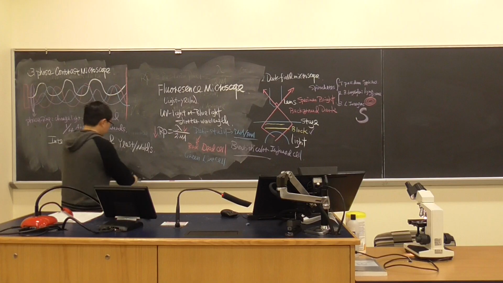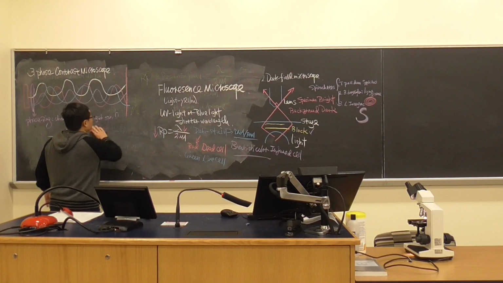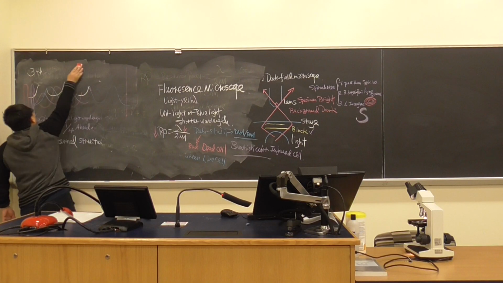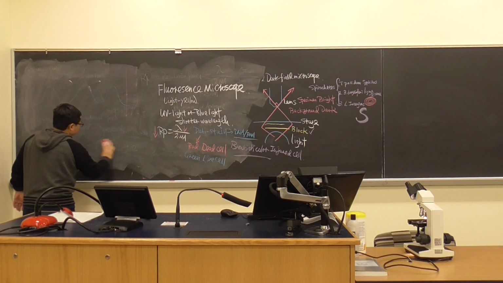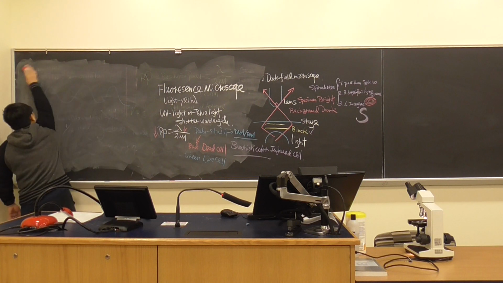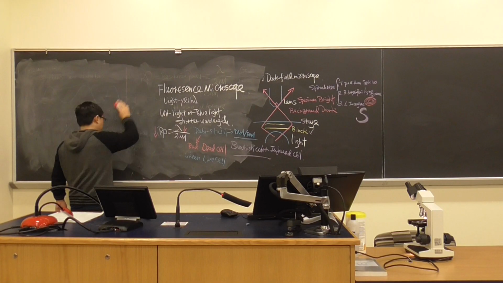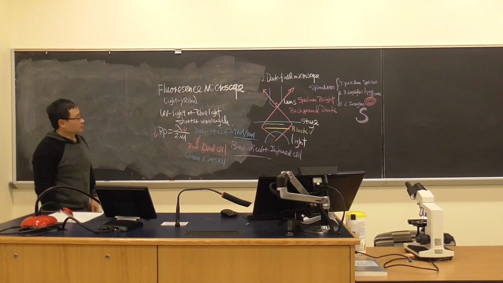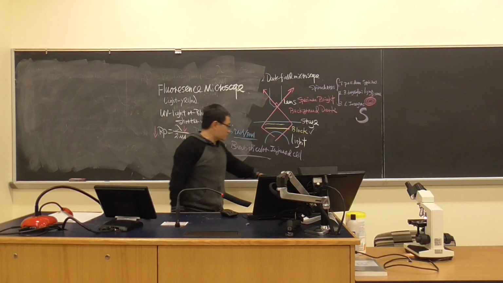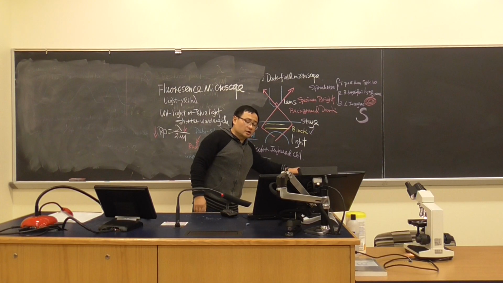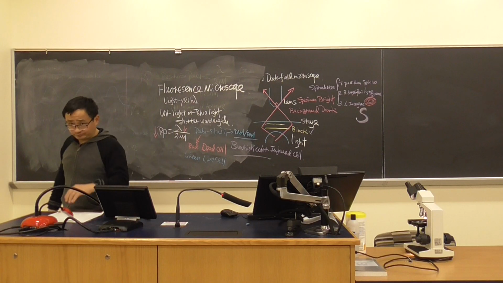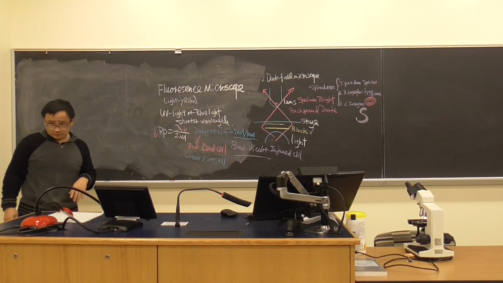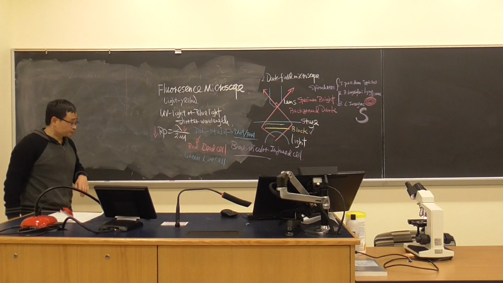Okay, how about the last one? Laser confocal microscope. This one is special. So I want to say the laser confocal microscope is special. Why? Fluorescence microscope, dark field, bright field, or phase contrast is still light. So that's relatively cheap.